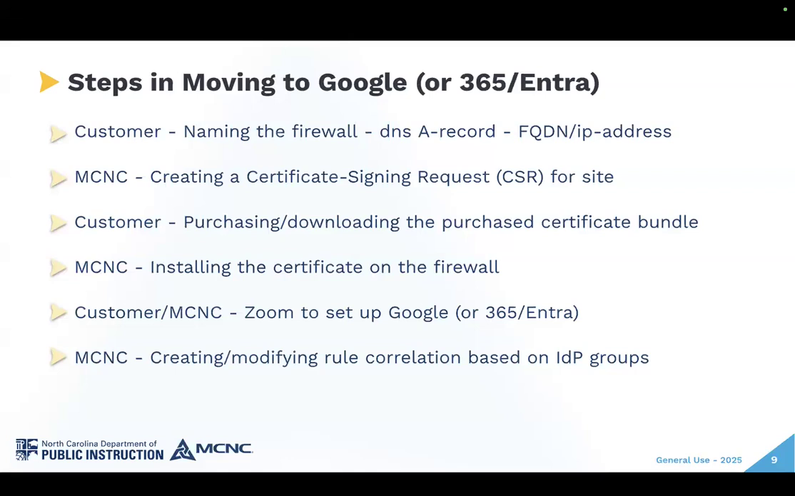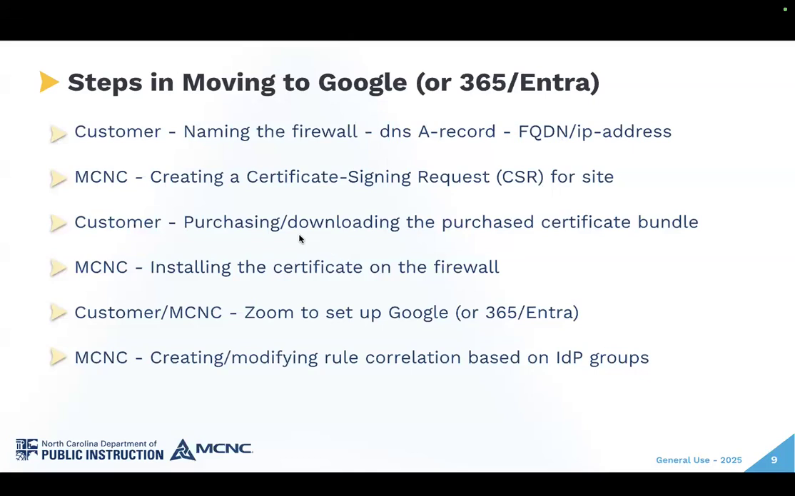And this is typically based on the school website. Like if your school website is school.k12.nc.us, your firewall, you might want to call it fw.school.k12.nc.us, okay? So you would have to do an A record with your registrar for the firewall, okay? Once you have the A record, MCNC would create a certificate signing request for the site. We would give you that certificate signing request, and then you would purchase and download the certificate.